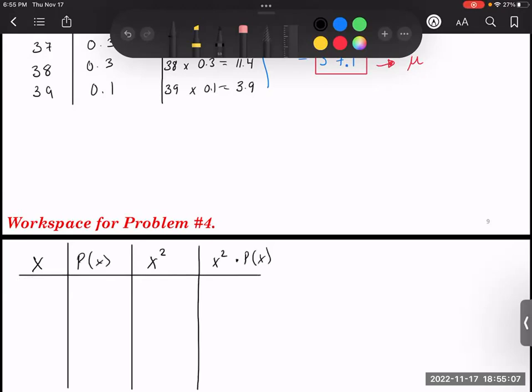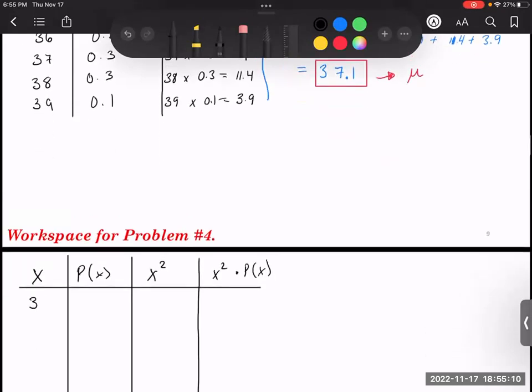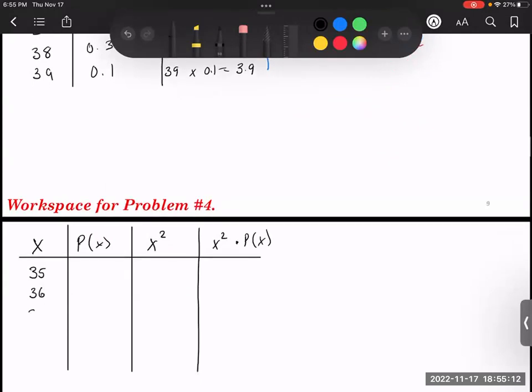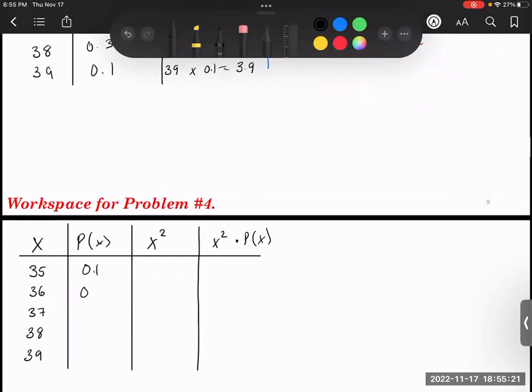So your x values are the following: 35, 36, 37, 38, 39. The probabilities were 0.1, 0.2, 0.3, 0.3, and 0.1. Now in this third column is where I take all the x values and raise them to the second power. So I have to compute 35 squared, 36 squared, 37 squared, 38 squared, and 39 squared.